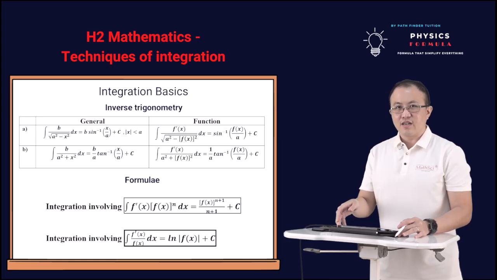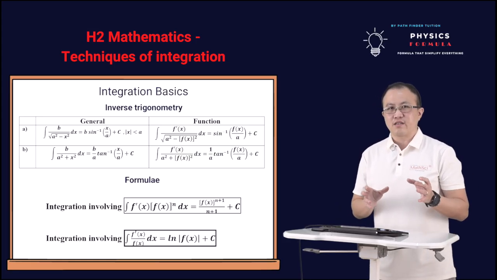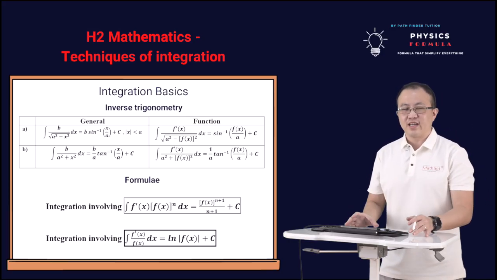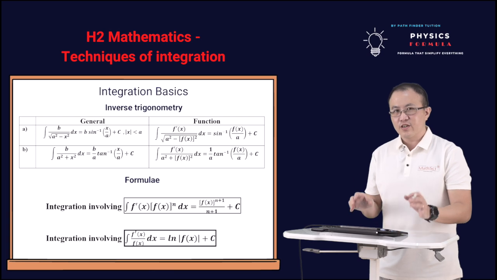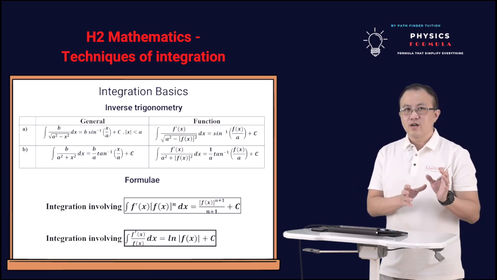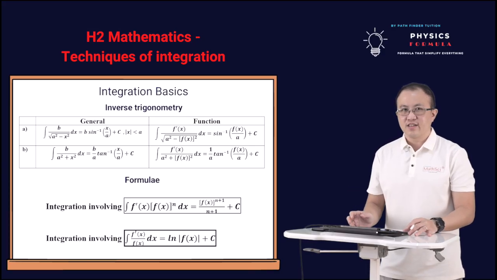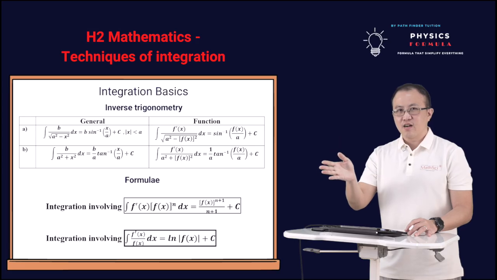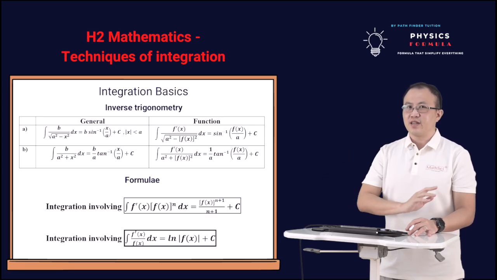Okay, so the integration itself is something that you have learned since Sec 4 when you're doing additional math. And when you first learn it, actually the key idea was it is the reverse of differentiation. Okay, just go backward. So you differentiate, you get A from B. All they're asking you to do, can you go from B to A?